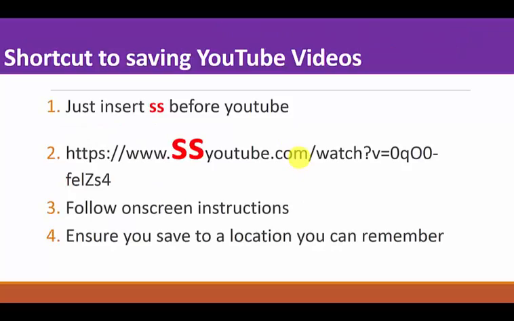So let's take on the shortcut to saving your YouTube video. Very simple thing. Now, when you are watching a YouTube video, it comes up with an address, the web address or URL, as we learned in part one. Now, all you need to do is just insert this SS before the YouTube. You can see www.youtube.com. Just put this SS there and hit enter and follow the on-screen instructions. Now, very importantly, you must ensure you save it to a location that you can always get to, that you can always remember. Let me give you a short demonstration of this.